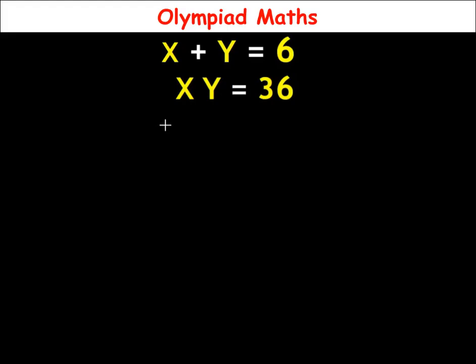Hello, in this video let us solve this question. So we have x plus y is equal to 6 and x times y is equal to 36. And here, we will solve for the value of x and y.